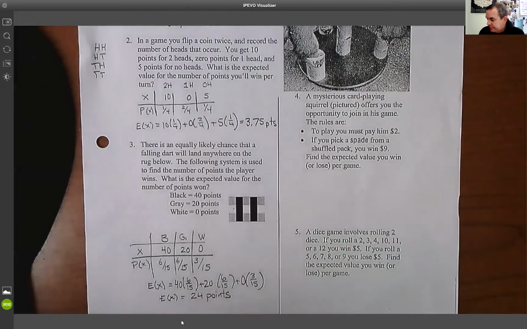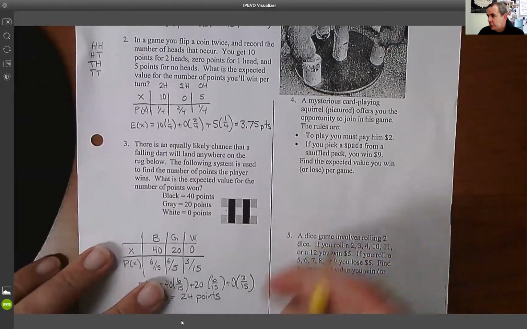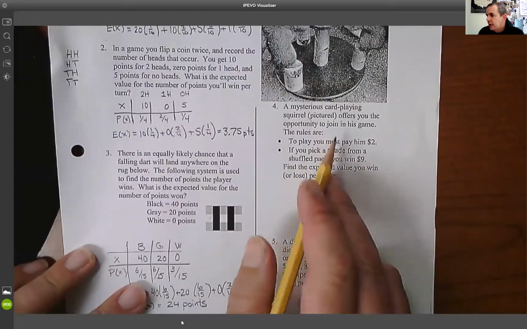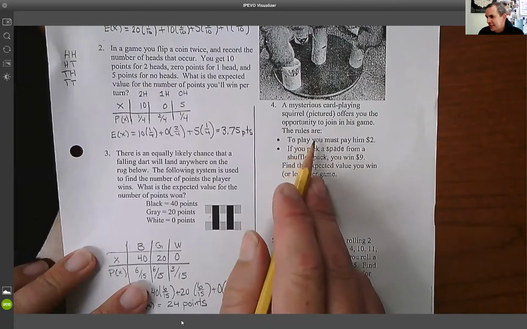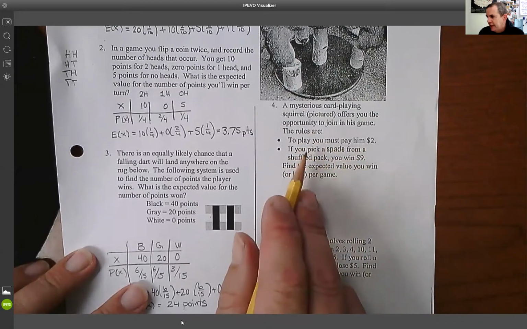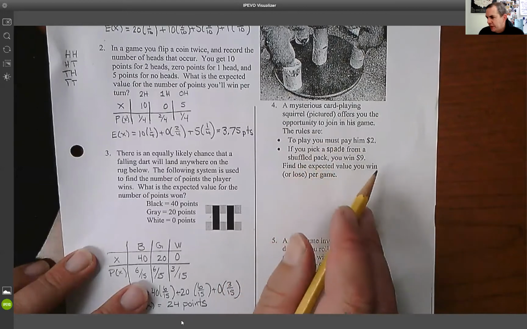Now we'll do number 4. Number 4 says a mysterious card playing squirrel pictured above offers you the opportunity to join his game. Here are the rules. You must pay him $2. You pay $2 to play. If you pick a spade from the shuffled pack, you win.